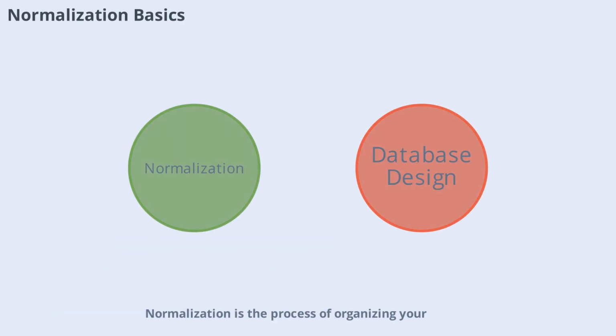Normalization is the process of organizing your database to reduce redundancy and improve efficiency. This involves splitting data into related tables and using keys to link them. Normalization helps keep your data clean, consistent, and easy to maintain, especially as your database grows.